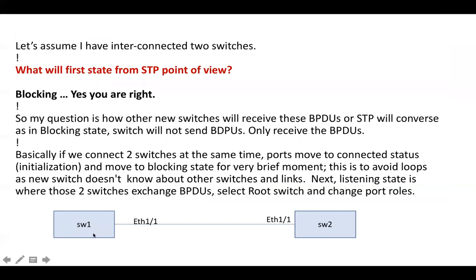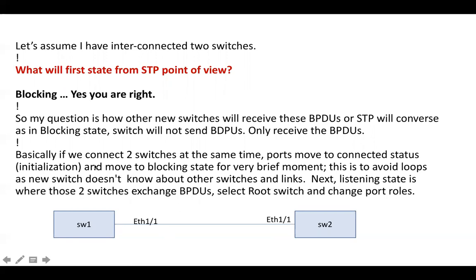Now here is my question. Let's assume I have connected switch 1 and switch 2 at the same time. What will be the first state of STP? If you have answered blocking, yes, you are right. So if blocking is my first state, then how are these two switches going to receive the BPDUs? Because in blocking, we are only going to receive the BPDUs. We are not going to send the BPDUs. How is STP going to converge? They both have to stay in blocking, right? We are not going to generate or send STP BPDUs in the blocking state, and the first state is blocking itself.